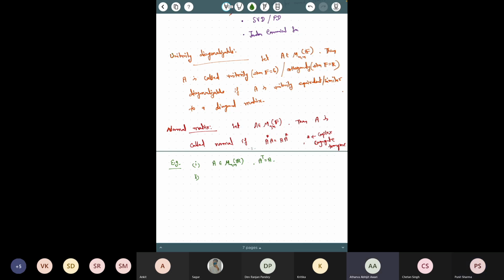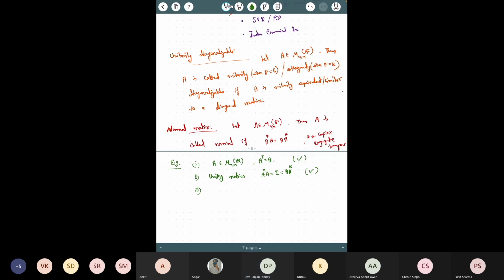So unitary matrices. Unitary matrices satisfy A star A equal to I. So this is also equal to A A star, and therefore they are normal. Right. What else?